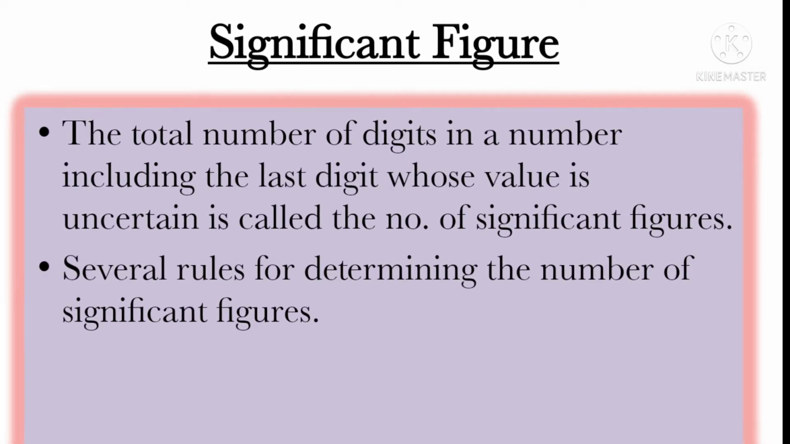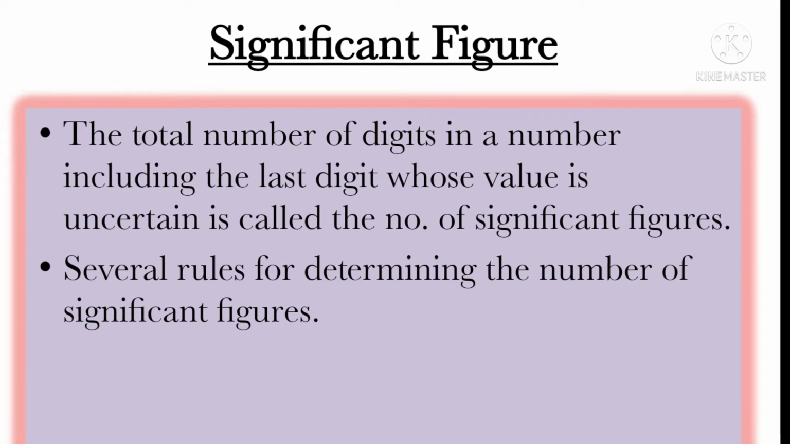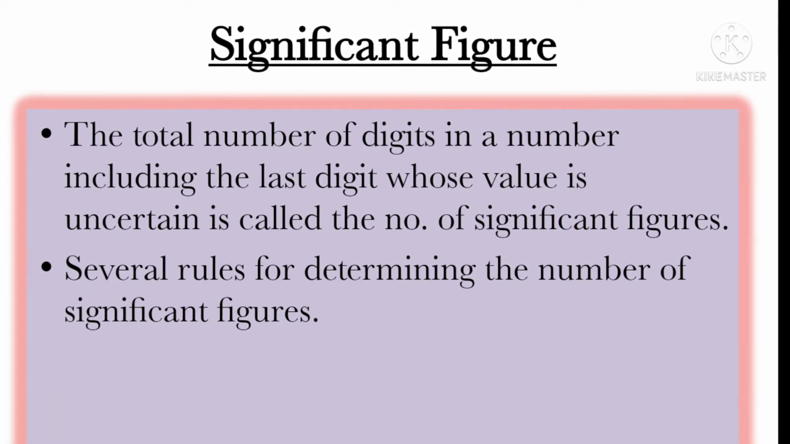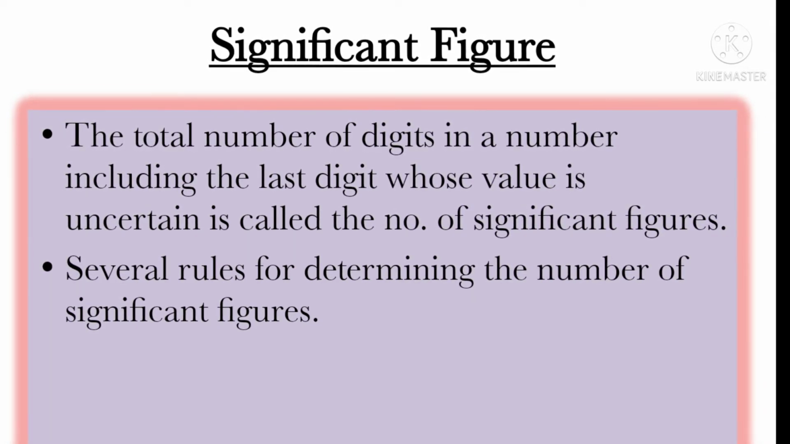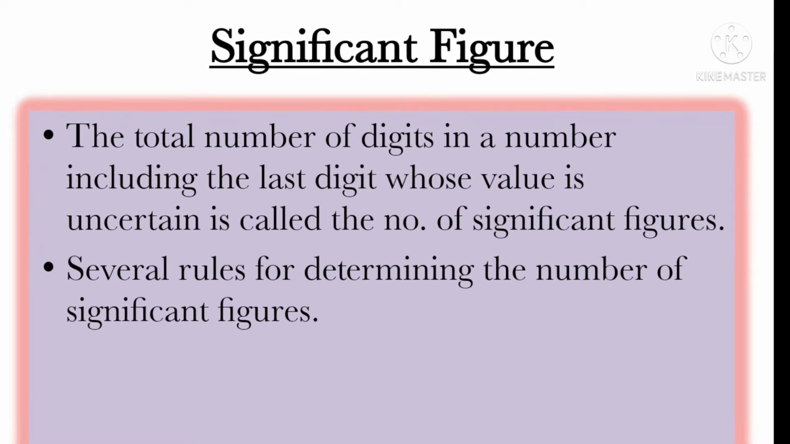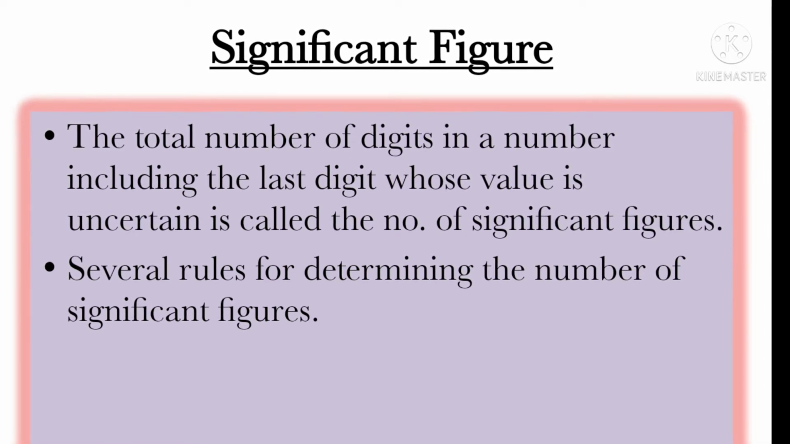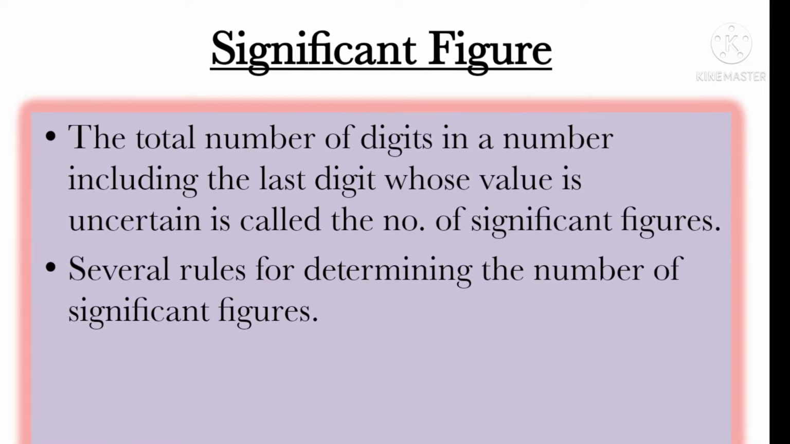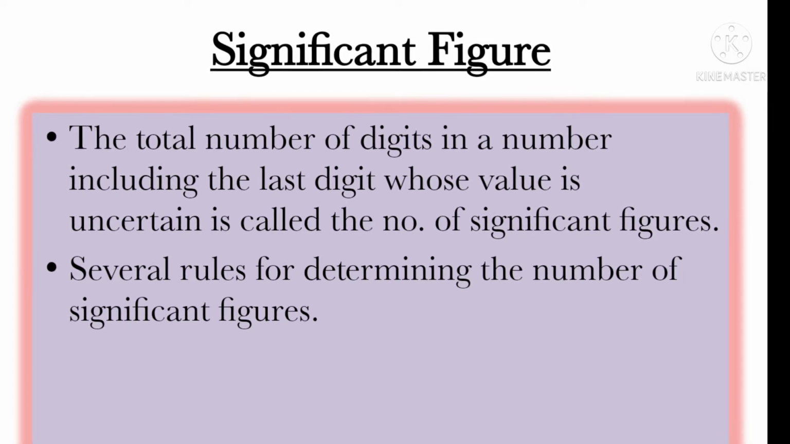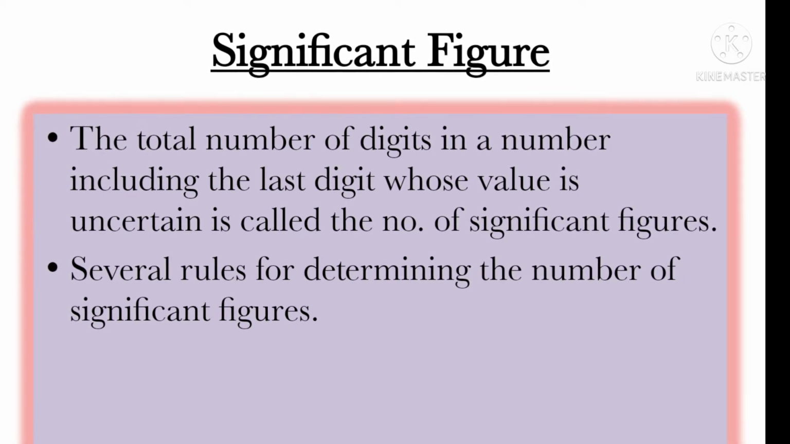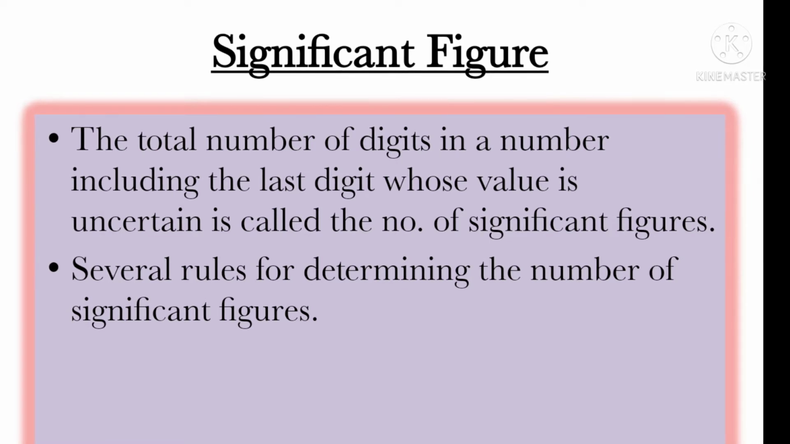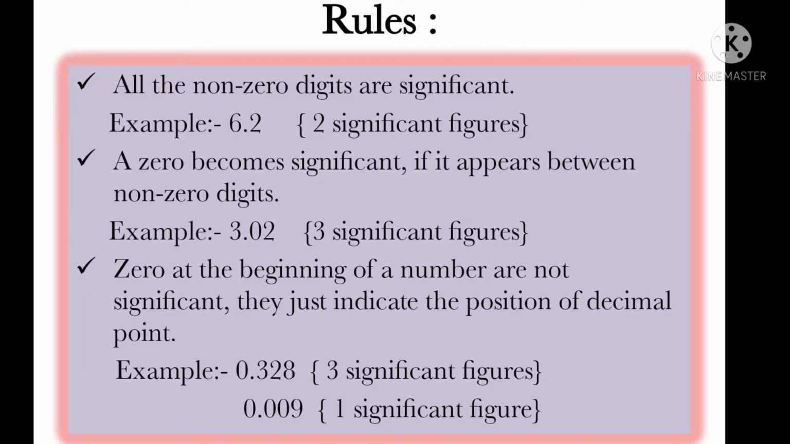Then come to the next one, significant figure. What is significant figure? The total number of digits in a number, including the last digit whose value is uncertain, is called the number of significant figures. There are some rules for determining the number of significant figures. So the first rule is all the non-zero digits are significant.